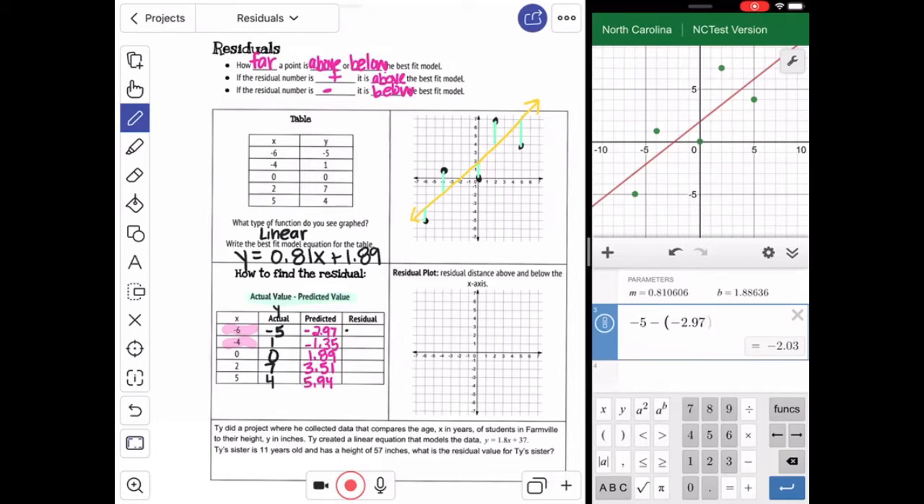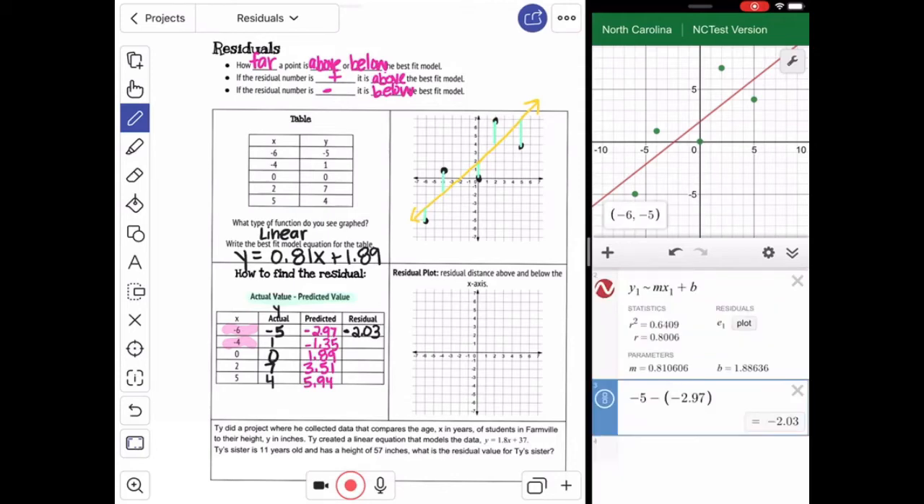And I got -2.03. So that means that my actual point should be approximately 2 units below the line of best fit. If I'm looking at that point right here, we have that -6, I can see that it is below that value.